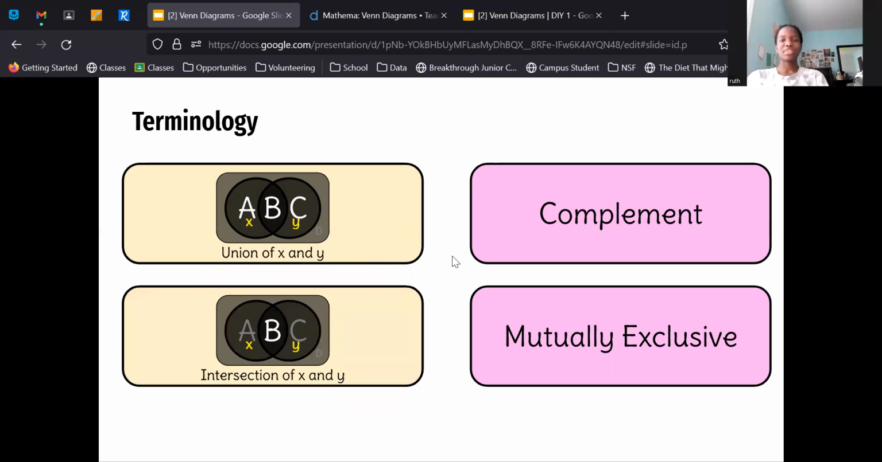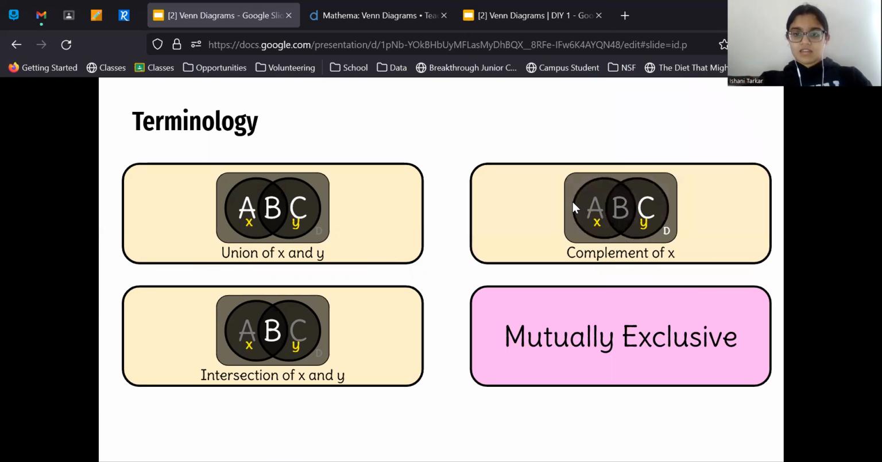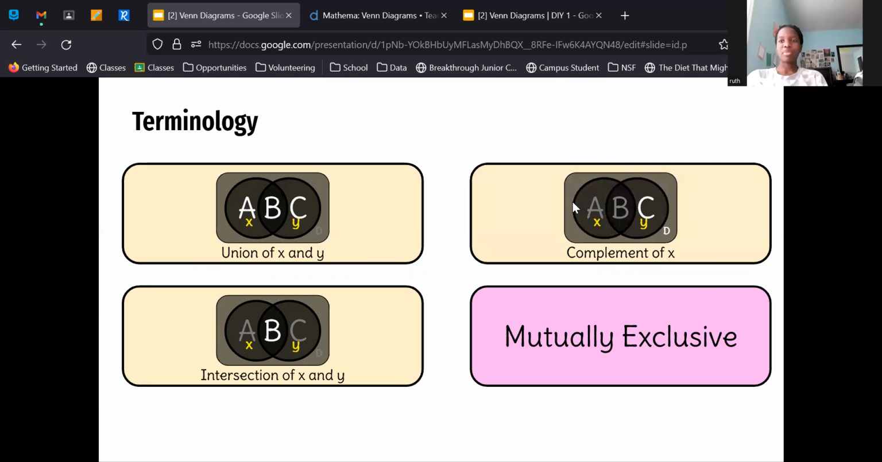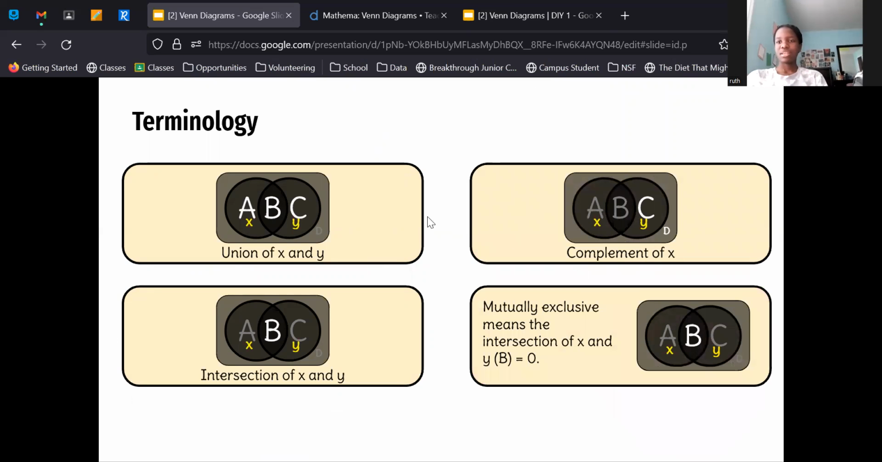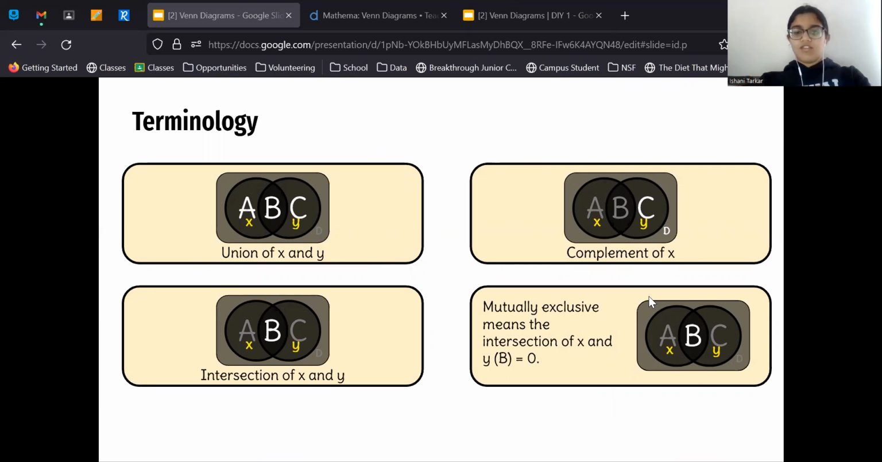The intersection of x and y is B. The complement of x is C. And mutually exclusive is B, which basically means the intersection of x and y is 0. Also, just to clarify, the complement of x would include C and D. So anything that's outside of the circle of x.